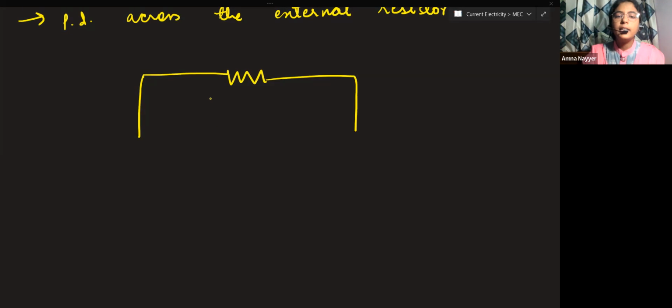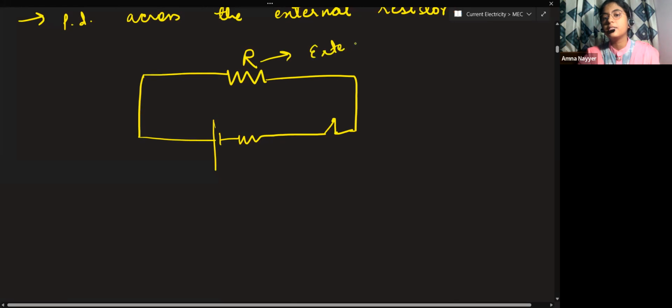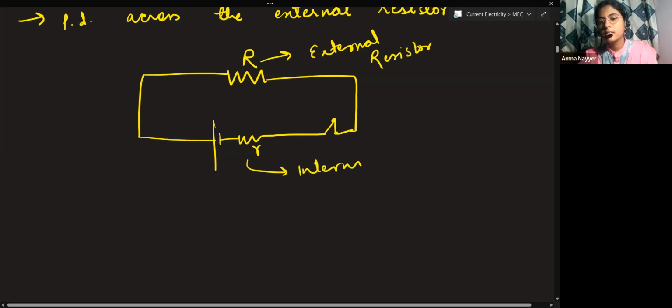So a resistor is connected, a cell is there, and this is a closed key. So this resistor that is present, this is the external resistor which I'm referring to. And this is the internal resistor. And this is the cell.